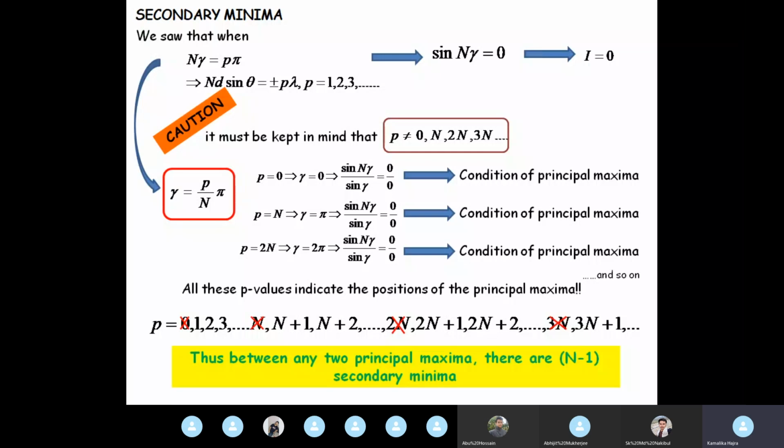Between any two principal maxima, there will be 5 such secondary minima. All right. Is this clear to everybody? Because this is a little bit confusing, and students often get a little confused in this part, what values of p to take and why this is happening. Please make sure that this is completely transparent to you. I want to make sure that all of you have understood this portion. Is it all right? Should I continue?